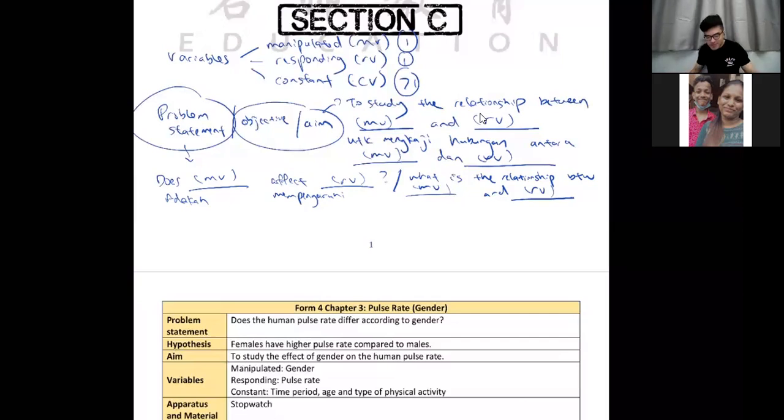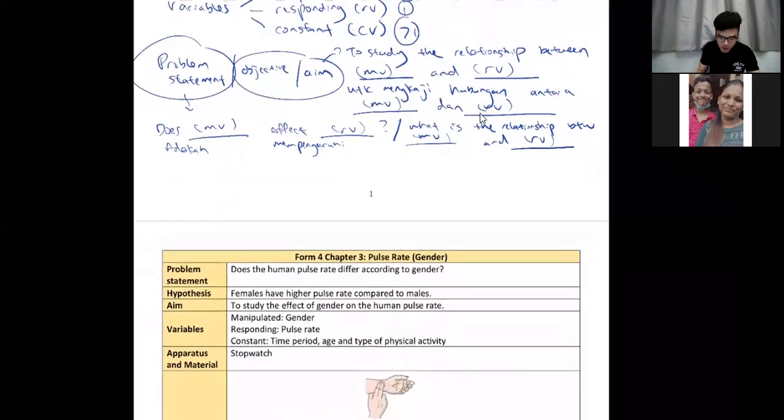All right, so this is your aim and objective. Next would be your hypothesis. I don't think I need to teach you how to write hypothesis, right? So the higher the MV, the lower the RV, or the lower, the higher, the higher, the higher, the lower, the lower. Don't tell me you don't know how to write hypothesis. Yeah, I'm going to smack you. Okay, so this is your hypothesis.